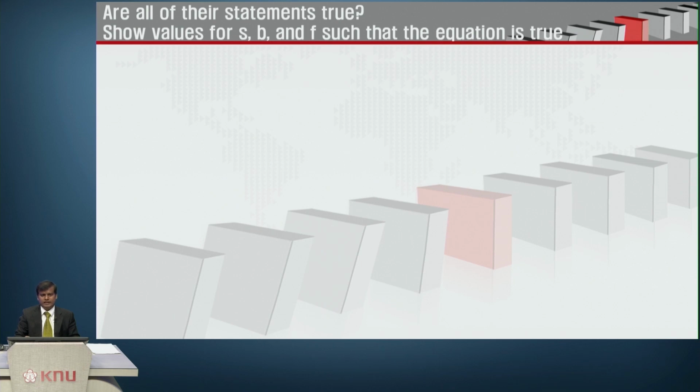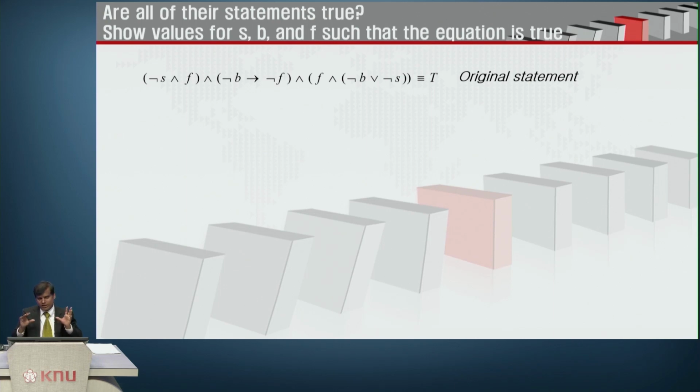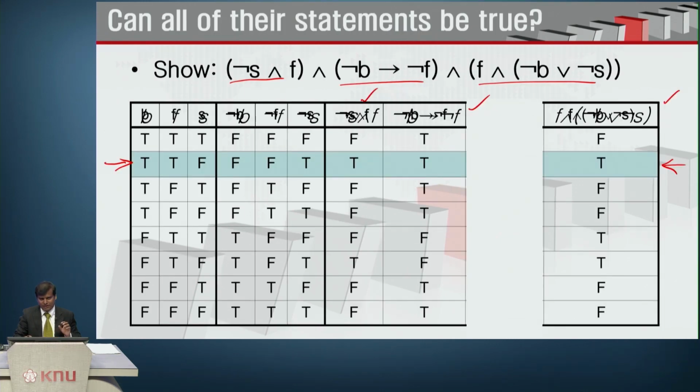We show that S, B and F such that the equation is true. So we have the original statement. Now let's try to form a similar output using the logical equivalence. We have seen what happened in the truth table part. According to the truth table part, we come to know that Bill is innocent, that is true.